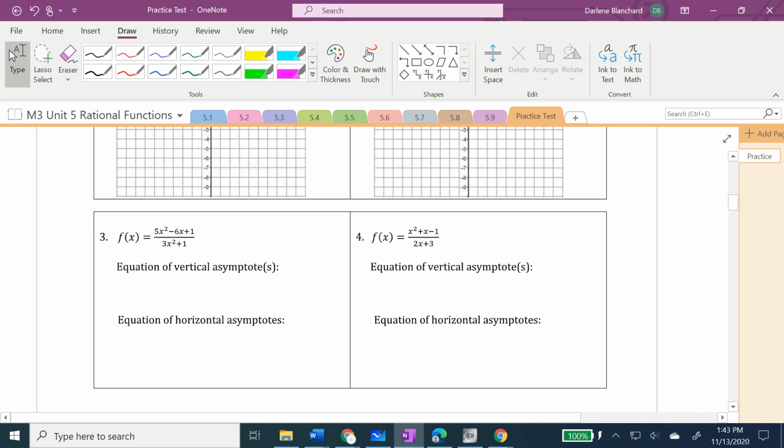So, do you remember how to find the vertical asymptotes? You're solving an equation for what makes the denominator equal to 0. How do you find the horizontal asymptotes?